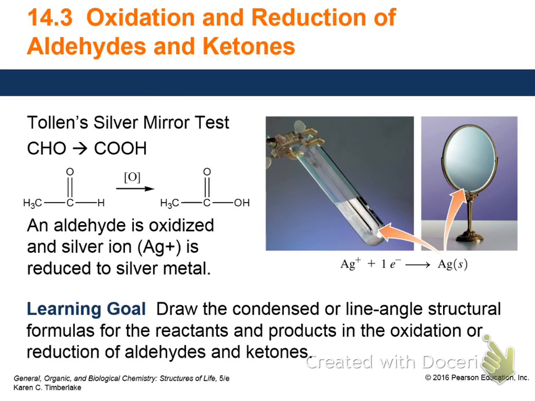But the idea is this. In Tollens test, you're taking an aldehyde and converting it to a carboxylic acid. That's an oxidation reaction that we learned from last chapter. And at the same time, when that happens, you have to reduce something. In this case, we use silver as the metal, and that converts silver ion to silver metal, okay?